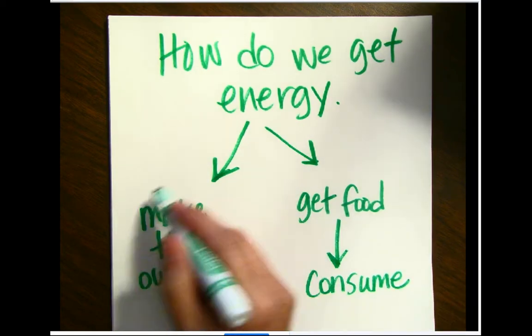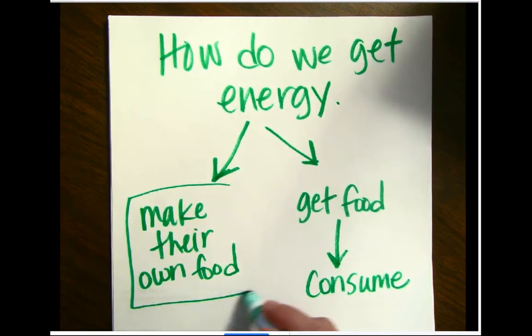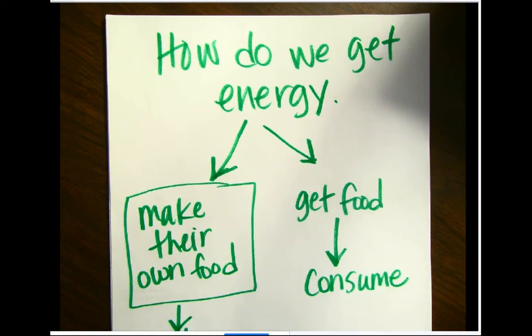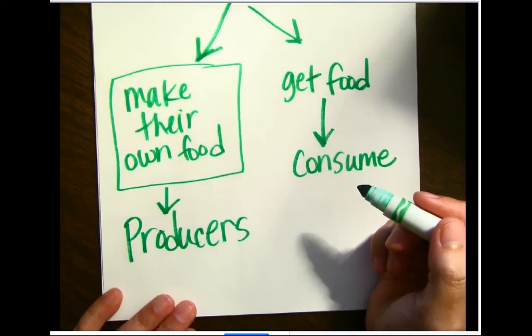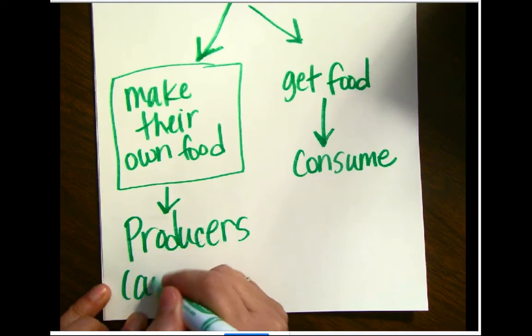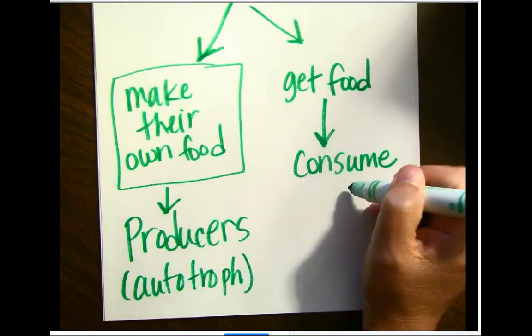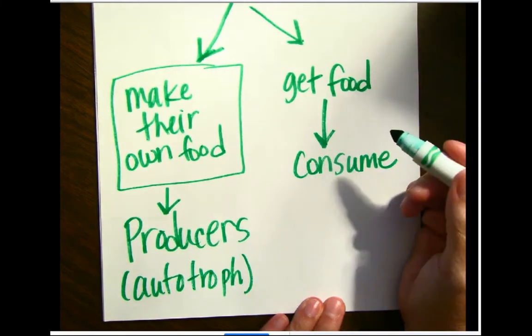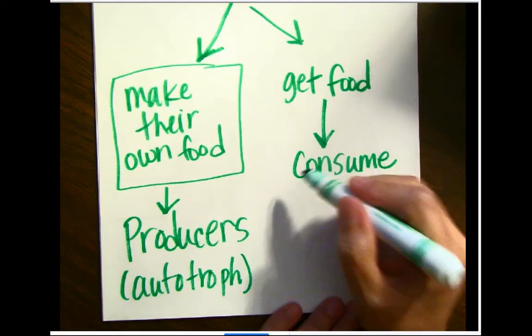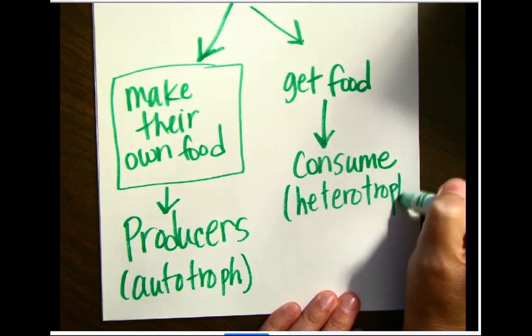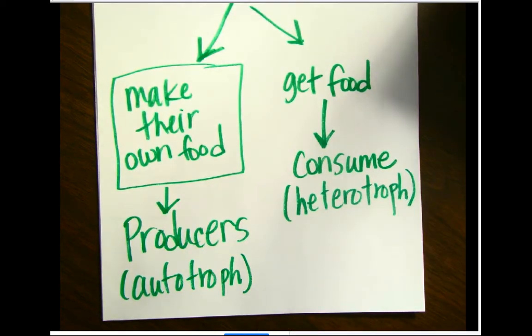But these guys, I want to focus over here, okay? These guys that make their own food, they are called producers. They produce their own food. Another name for producers is autotroph. Another word for what we are, we have to go get our food. We can't make it ourselves, not within our bodies. We're called heterotrophs. Okay?